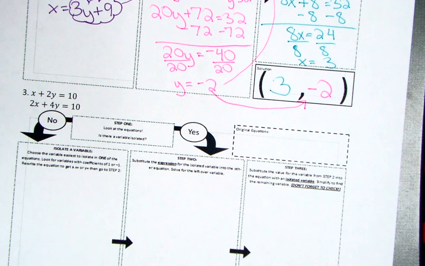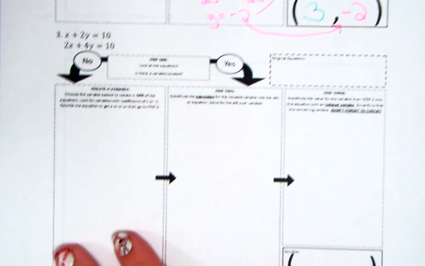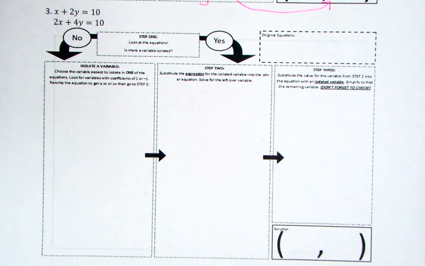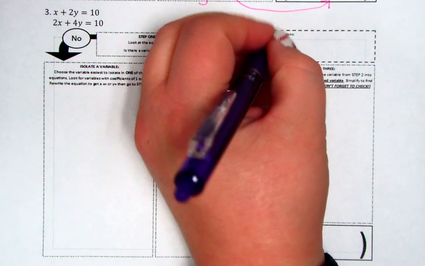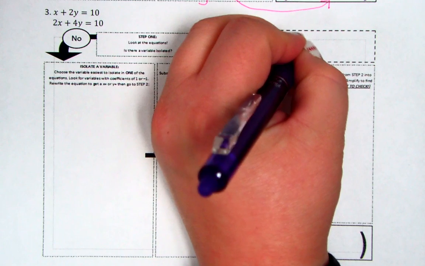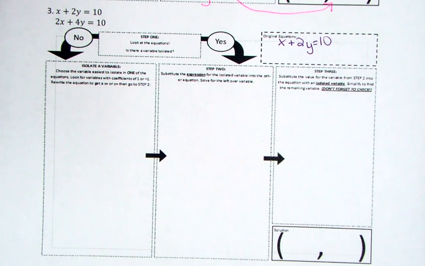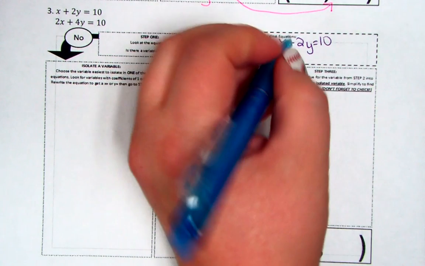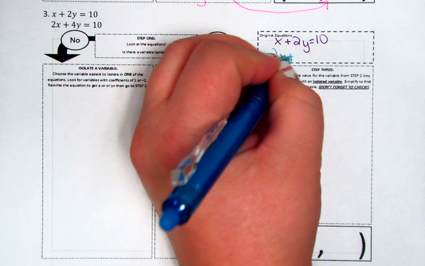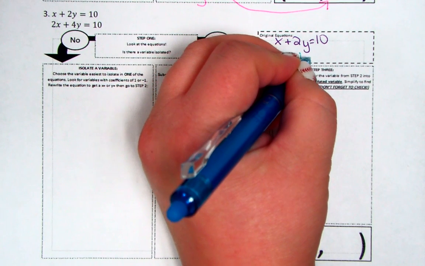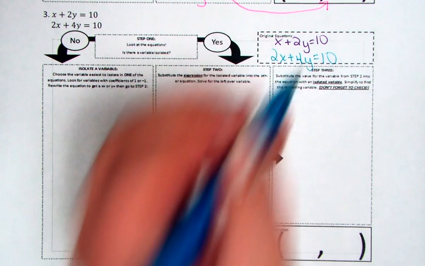Let's work through an example problem that could be a special case. We'll write down our equations. x plus 2y equals 10, and 2x plus 4y equals 10.